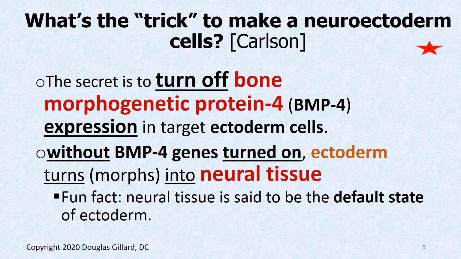So how do you actually make neuroectoderm cells? Well, as I mentioned, the trick is you have to turn off BMP4. Right? If cells secrete BMP, they become ectoderm cells. But if you can turn off the secretion, turn off the genes in the nuclei of these ectoderm cells, they morph into their default tissue state. And the default tissue state of these ectoderm cells is a neural tissue, and they call that a neuroectoderm.